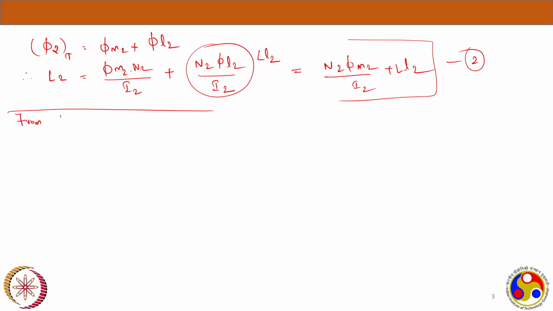I am taking both L1 and L2 from equations 1 and 2. I'll just quickly write here. L1, what we know, L1 is equal to N1 phi M1 by I1 plus LL1, leakage and self, and L2 is equal to N2 phi M2 by I2 plus LL2.